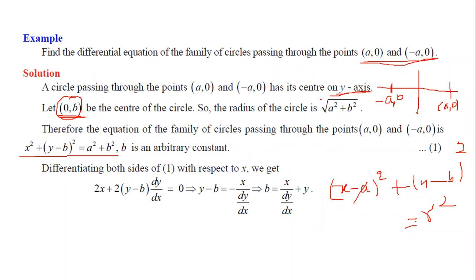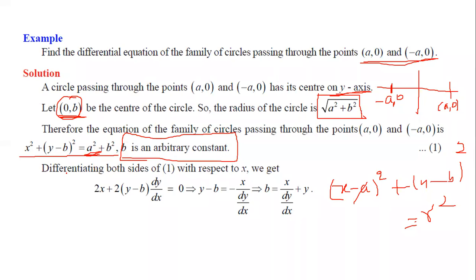What is r square here? Actually, it is the radius r. So squaring on both sides, we get the square root of a square plus b square squared. Therefore, x square plus (y minus b) whole square equal to a square plus b square. b is an arbitrary constant. a is a simple constant. Don't confuse the simple constant with the arbitrary constant. Arbitrary constant means it keeps on changing. Simple constant means it is a fixed value.